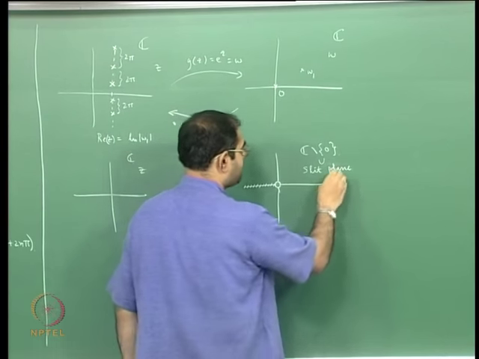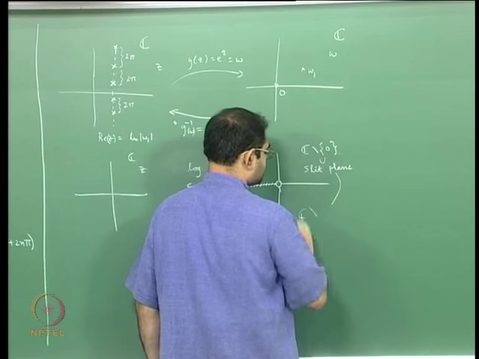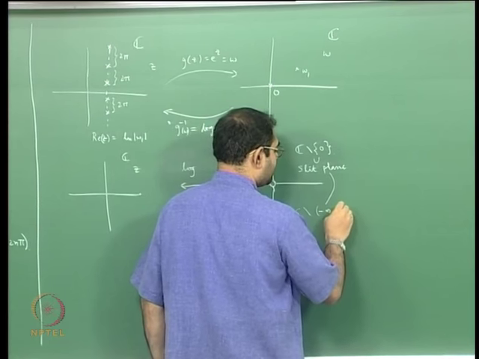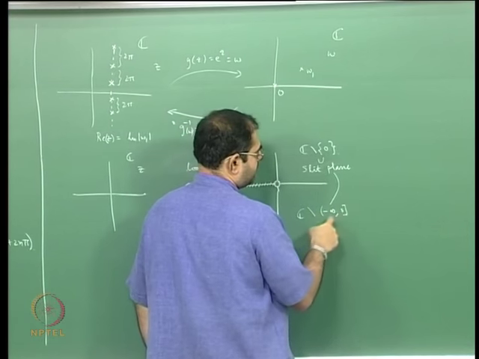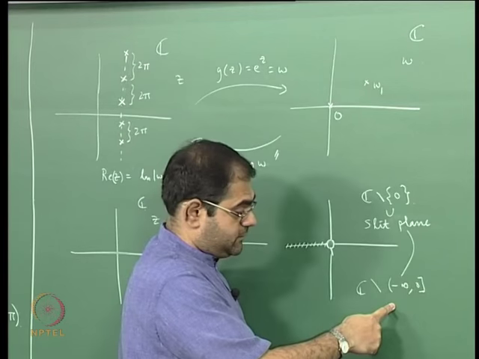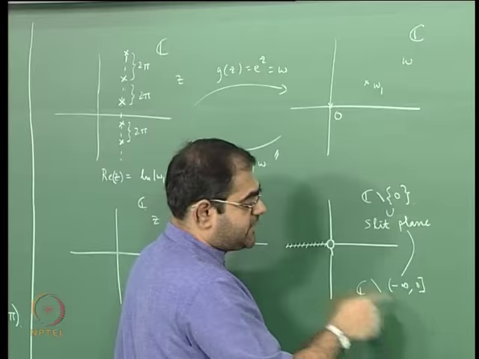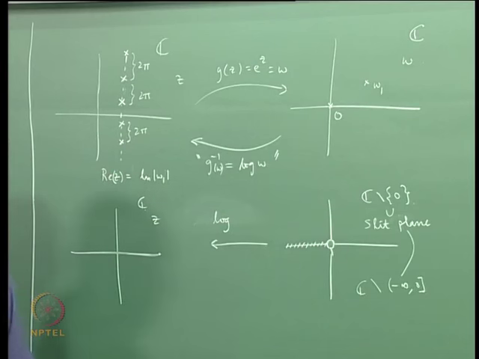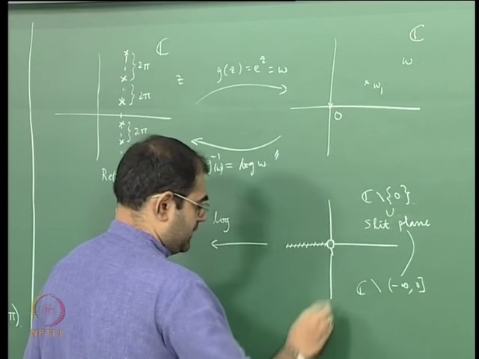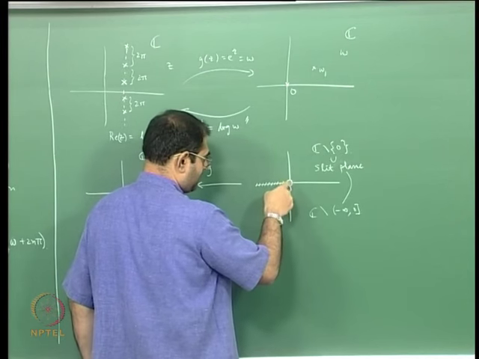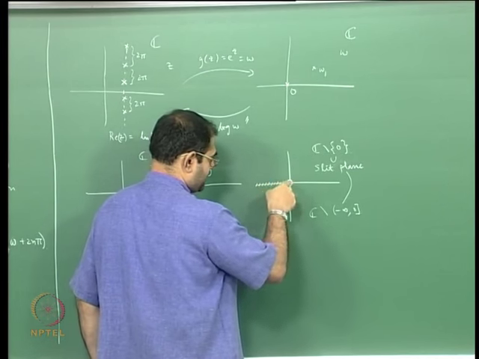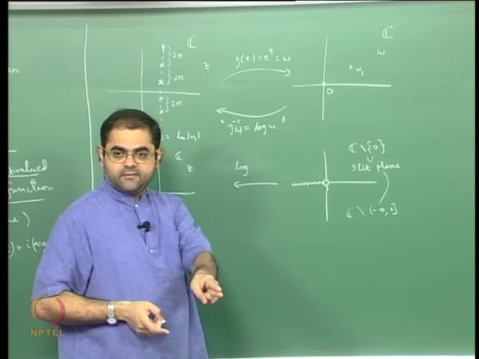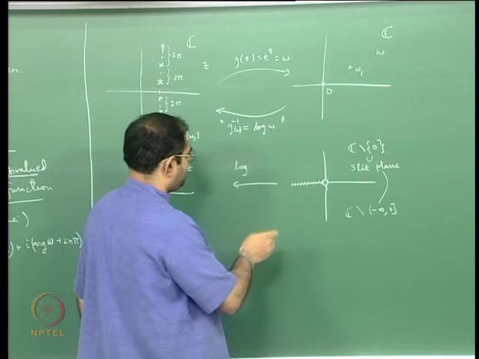And what is the slit plane? The slit plane is the complex plane minus the line segment from minus infinity to 0. So this is the interval on the real line, thought of as a real axis, extending from minus infinity to 0. So that's the shaded piece. I'm just taking out this. The way to picture it is that you must think of this line being cut.